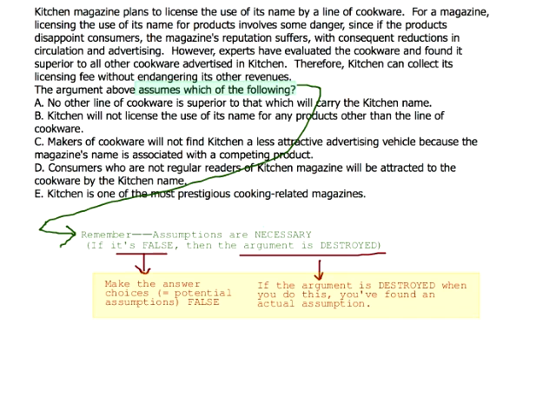But the conclusion that they're going for, and that's what's going to help you figure out a point of view, is collect this licensing fee. That's going to happen anyway, but without endangering its other revenues. So what are the other revenues that a magazine has?